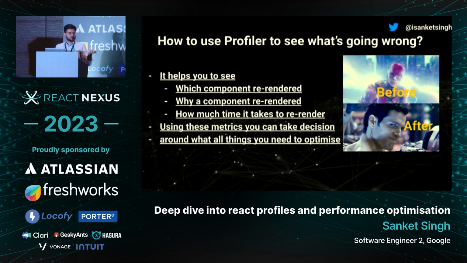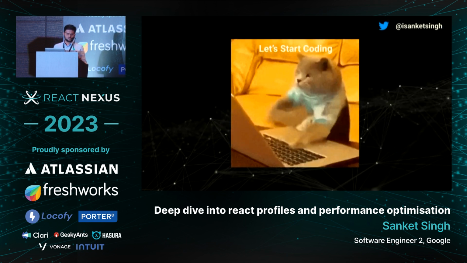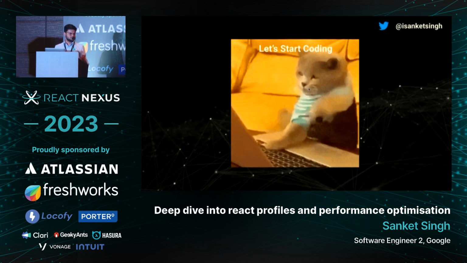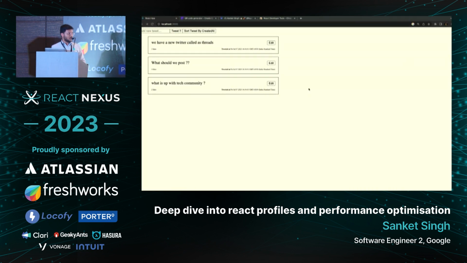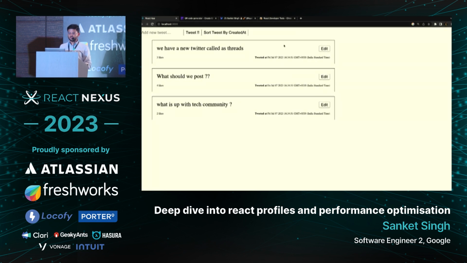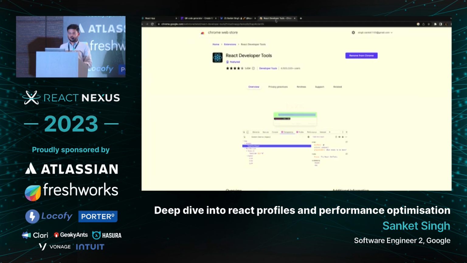As I said, optimization always comes as a two-step process. First of all, you need to know what's going wrong. Secondly, you start optimizing things with all of the great tools that you have. So let's deep dive into some coding. We have quite a time constraint, so I have already prepared a very simple application in front of you. I hope everybody is able to see it. If you want to use React Profiler, there is a React developer tool that you just have to install as a Chrome extension, and boom, almost all of the things are done for you.